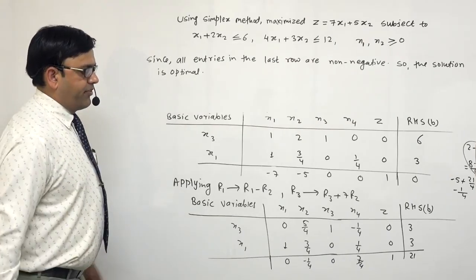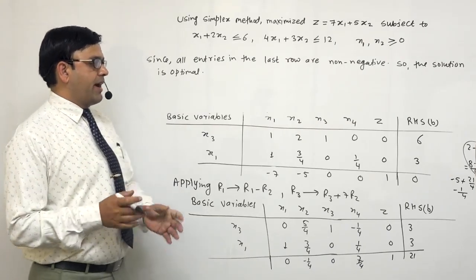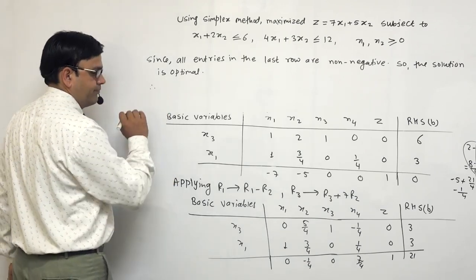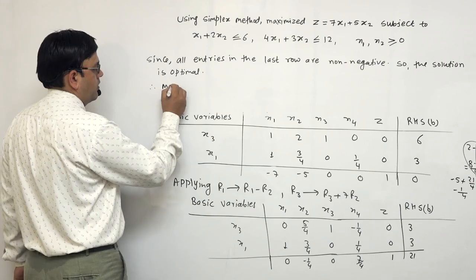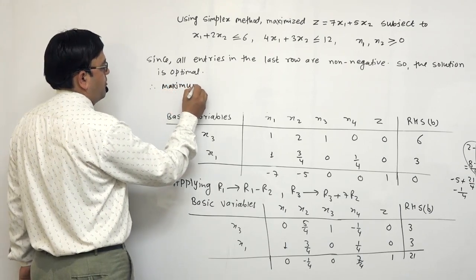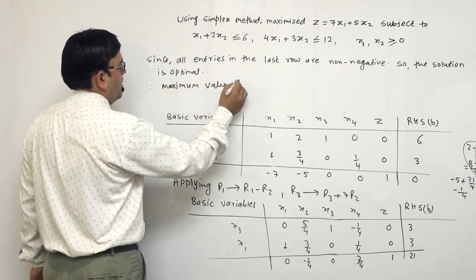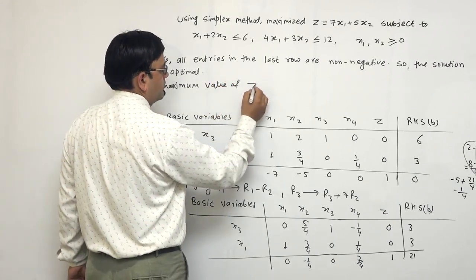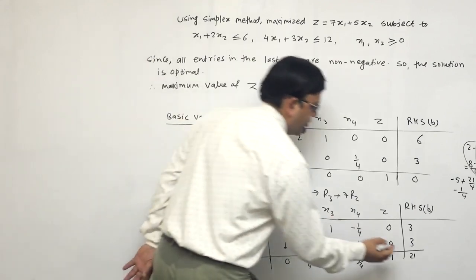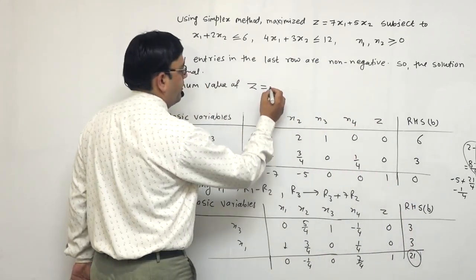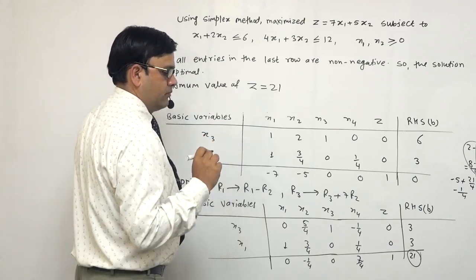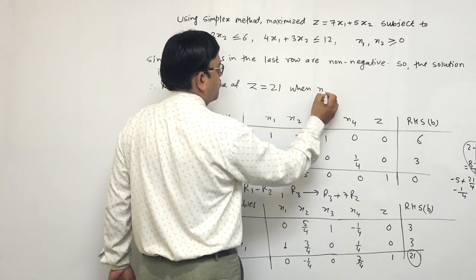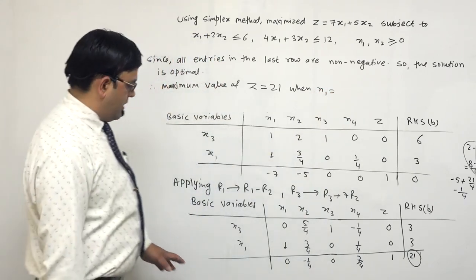यसरी यो optimal आइसकेपछि हामीले अब यसको चाहिँ आन्सर मात्रै लेख्नु बाँकी छ, maximum. So therefore maximum value of z is equal to maximum value of z. हेर्नुस् त यहाँ 21 आएको छ, that's 21 when x1 is equals to x1.